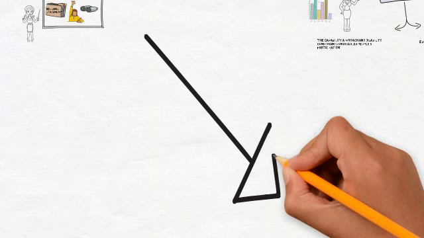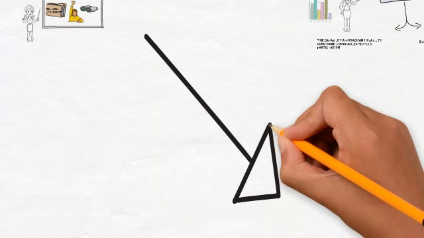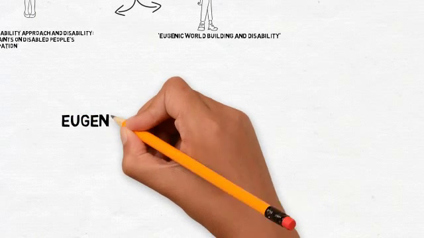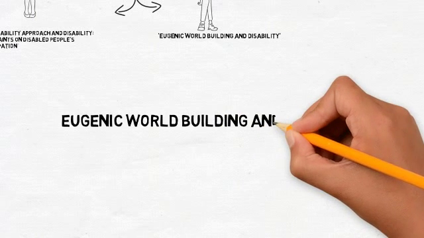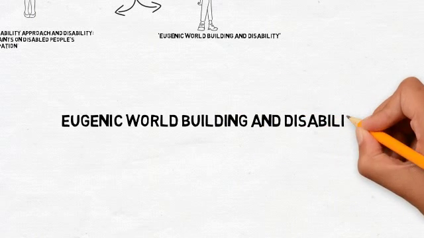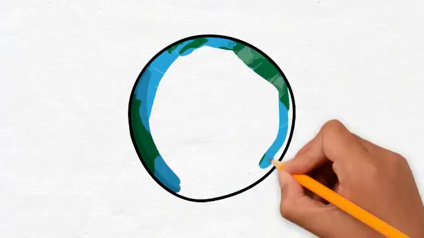For each of these 3 seminars, I will critically evaluate what I have learnt and discuss how each has informed a developing understanding of my research issue. The first one that I will discuss in detail is titled Eugenic Worldbuilding and Disability by Rosemary Garland Thompson.